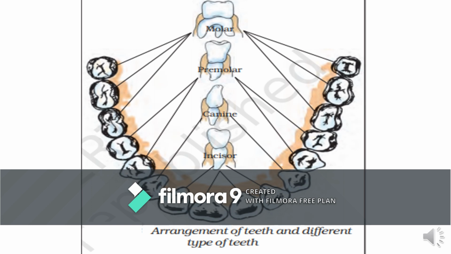Now let's check out the function of each type of teeth. First one, incisor. It's used for cutting and shearing the food, and canine for gripping and tearing the food. Next is premolars. Premolars are used for crushing and tearing the food, and molars are used for crushing and grinding the food.